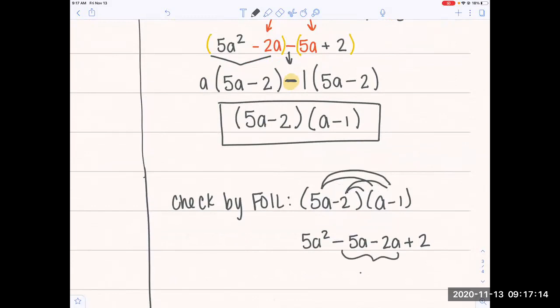Combine like terms and have negative 7a. Carry everything else down. And so I did get it correct.